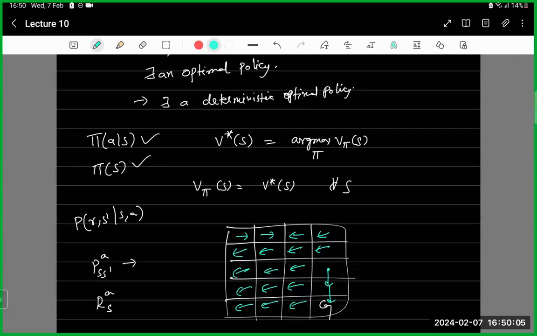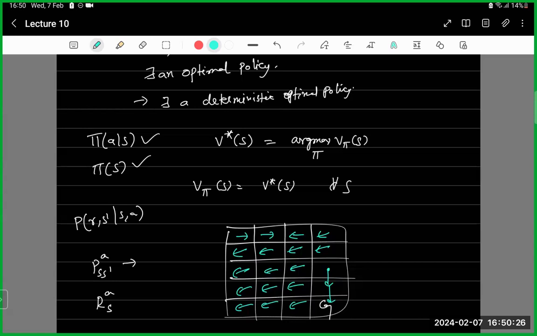So for every state, there could be multiple optimal policies like this. For this state, there are a lot of optimal policies. Right? For every state, there will be a lot of optimal policies. So when do we call a policy optimal for the whole MDP?